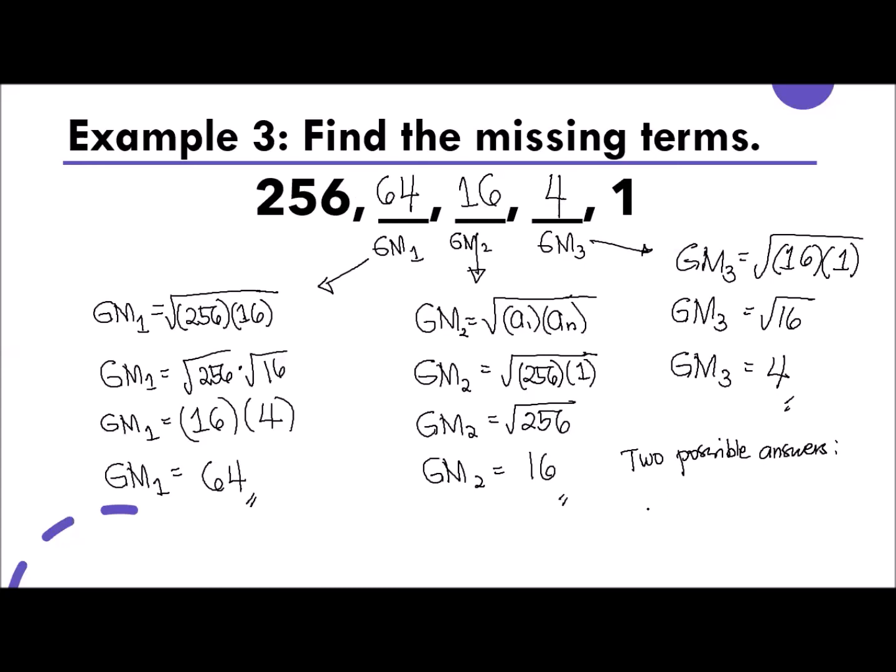So, we could have negative 64, 16, and negative 4. Or yung ginawa natin ngayon na 64, 16, at saka 4. Okay? So, either of the two, okay lang. Kasi kung i-check mo, parehas pa rin, we will still have a common ratio. Okay? So, I hope that's clear. Don't forget this.